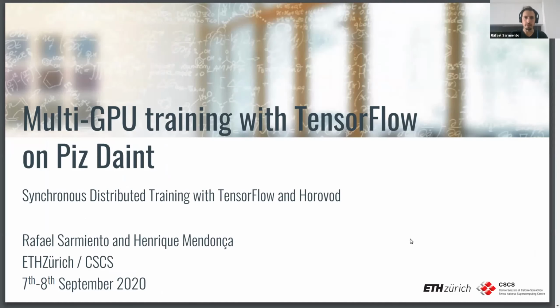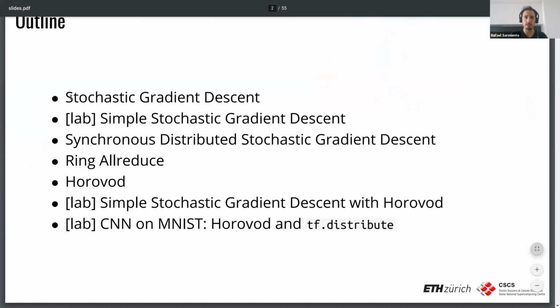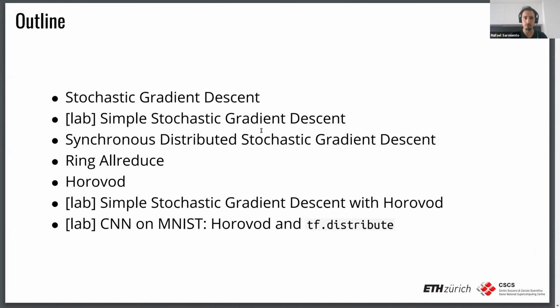We're going to start now with the synchronous distributed training, as I announced before. So in this session, in more detail, we're going to start with a refresh on stochastic gradient descent. Then we're going to do a lab to refresh a bit and just to remind ourselves of the algorithm. And quickly we will move to the synchronous distributed version that we're going to deal with in the course.